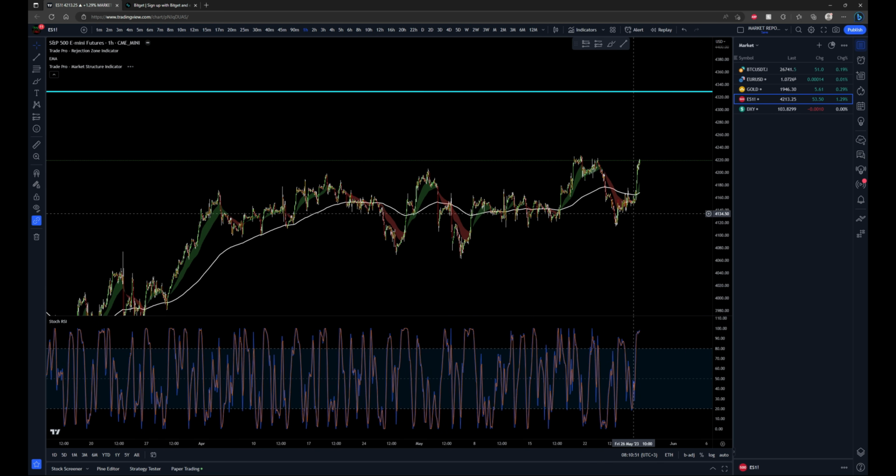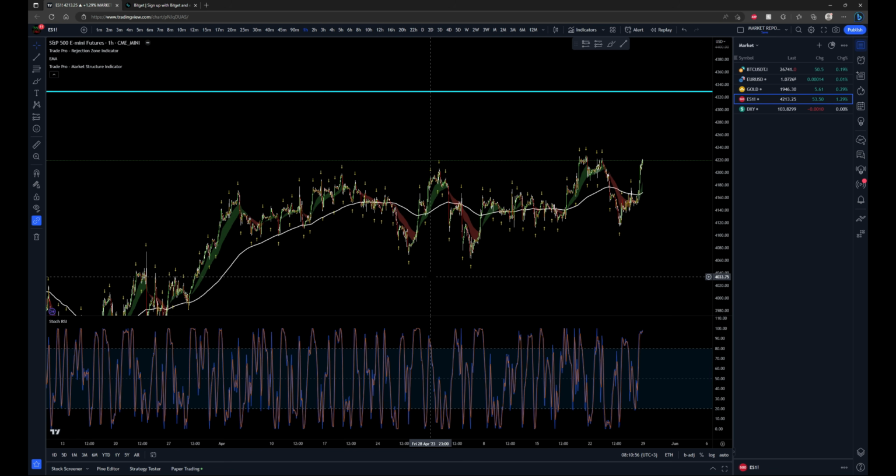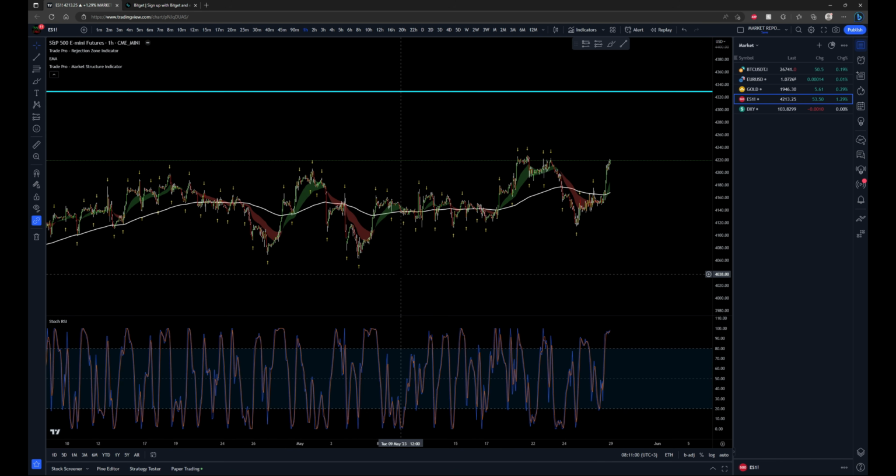So hourly has been kind of a mess. It's just been back and forth. And so it's just not been great. I talked about that in one of the other videos, maybe one or two videos back, how it's just a mess, this price action, back and forth.